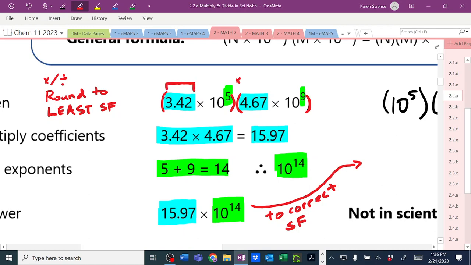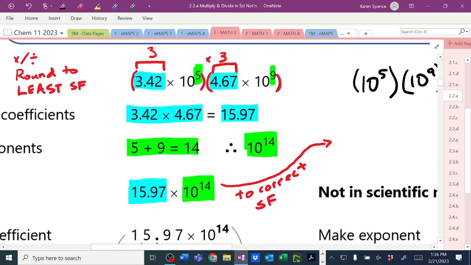So we're going to look at our 3.42. How many sig figs in 3.42? 3. We're going to look at our 4.67. How many sig figs? 3. So the least number of sig figs must be 3.